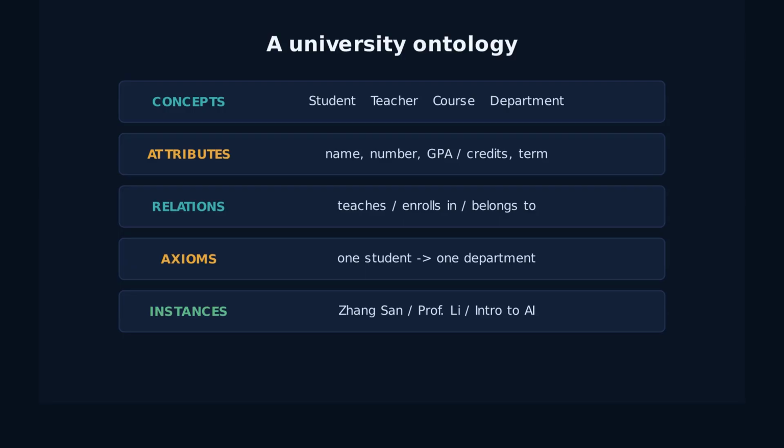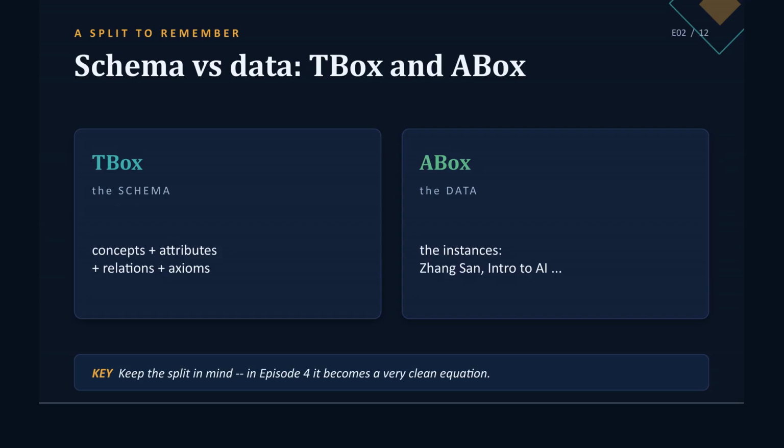And notice something quietly powerful. Nothing here is special to universities. Swap those 4 concepts for patient, doctor, drug, and dose, and the very same 5 layers hand you a clinical ontology instead. There is one more distinction hiding in that picture, and it pays off so well in a later episode that I want to plant it right now.